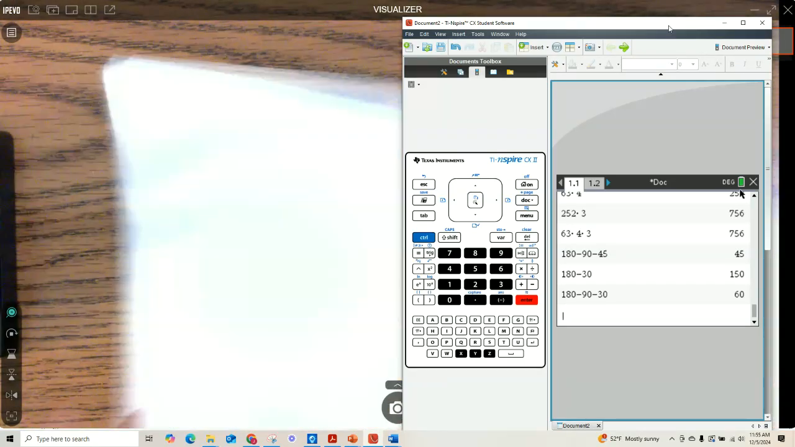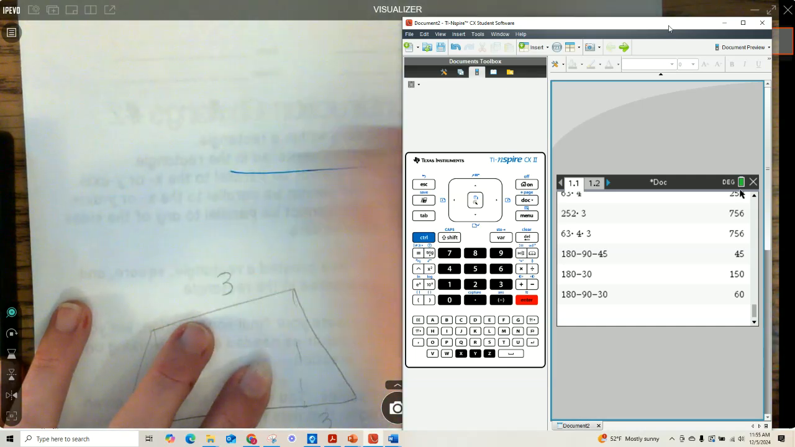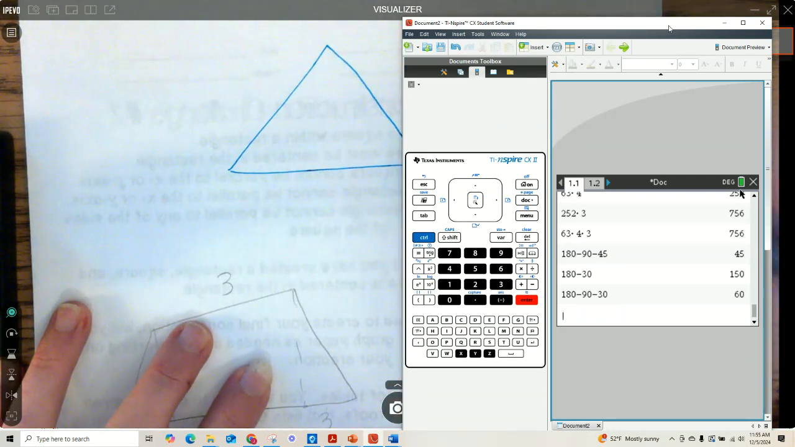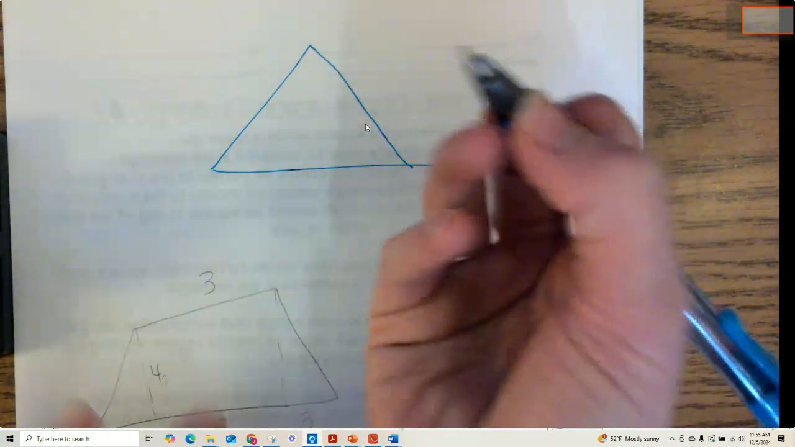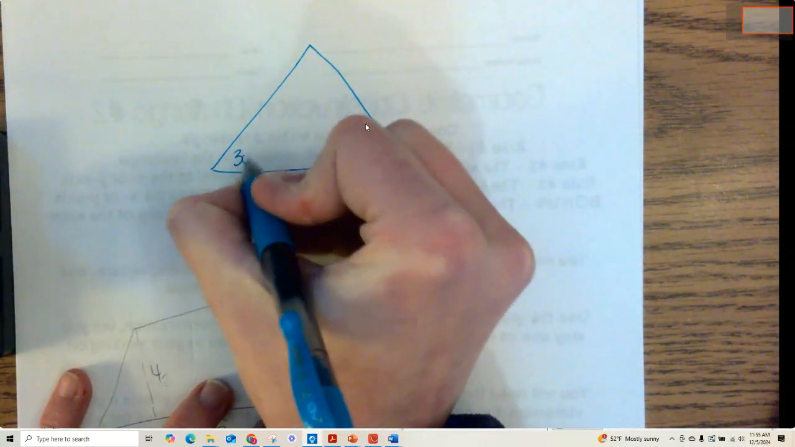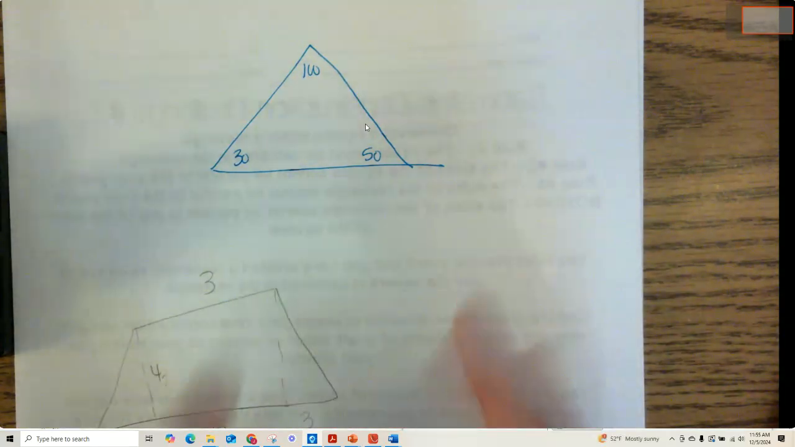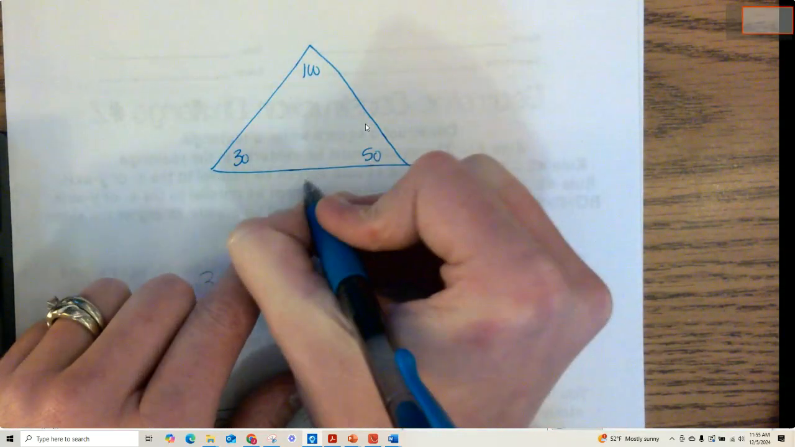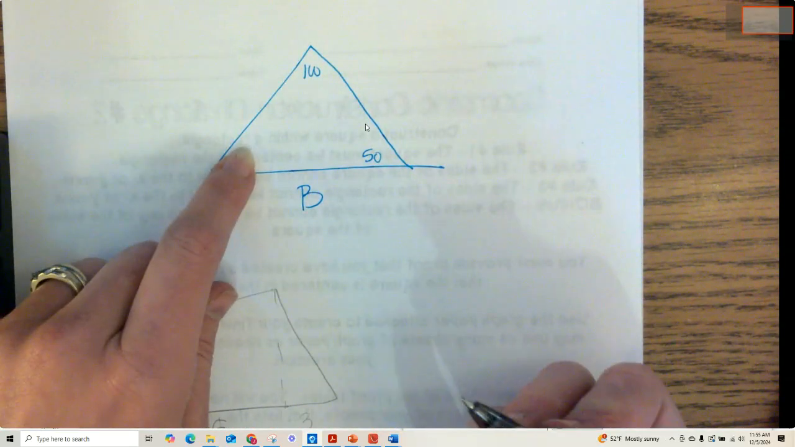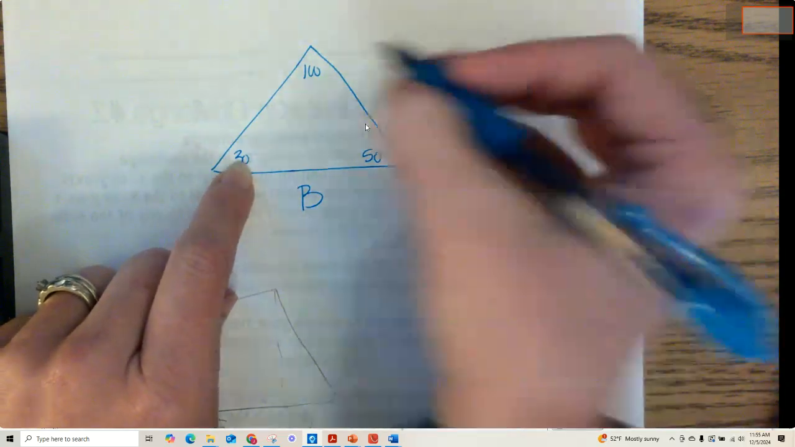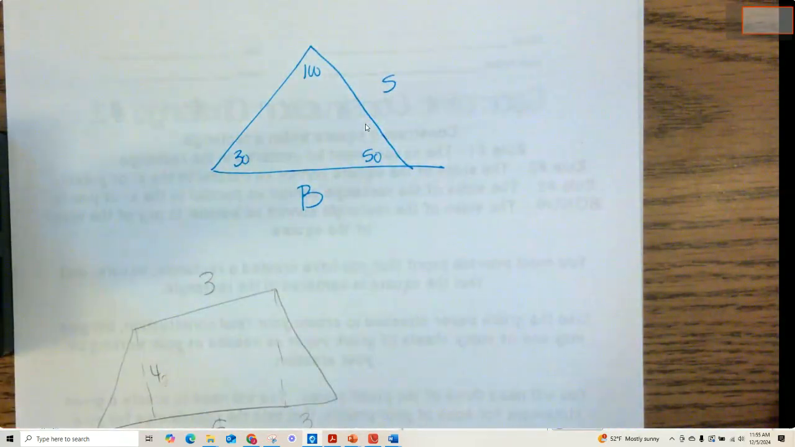The side lengths coordinate with the angle measures, right? So if I have a triangle, let's say this one's 30, this one's 50, and this one's 100 degrees. The longest side is always opposite the biggest angle. So if I just have the angle measures, I can tell this is the biggest side. The smallest side is always opposite the smallest angle.